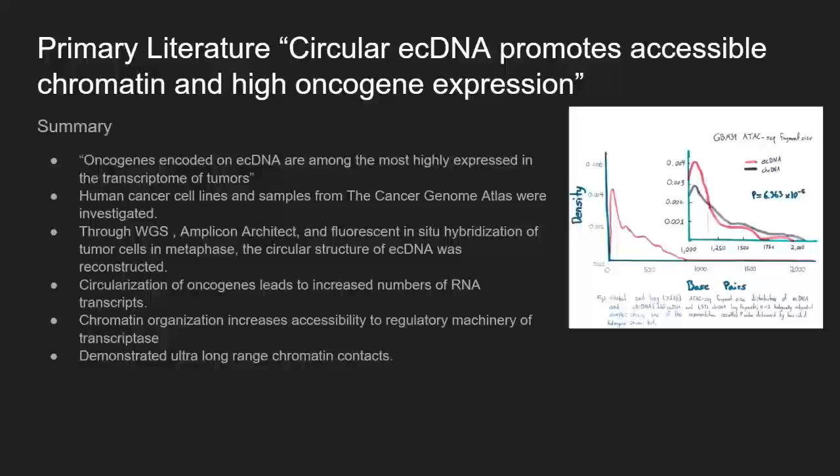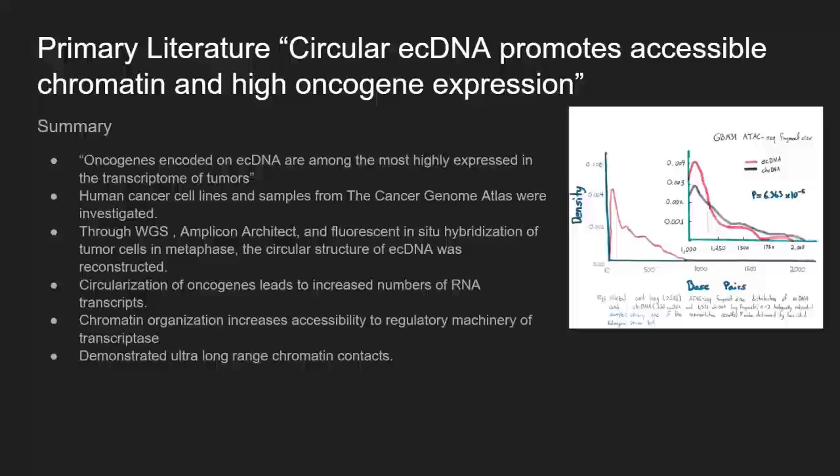AmpliconArchitect is a computational tool that can classify DNA structure as either linear or circular. The fluorescent dye helps scientists determine ecDNA shape with a microscope. Circularization of oncogenes leads to increased numbers of RNA transcripts. When measuring the number of RNA transcripts, extrachromosomal DNA, which is circular, produces more RNA transcripts than linear chromosomal DNA of the same gene, even when normalized to the same gene numbers.